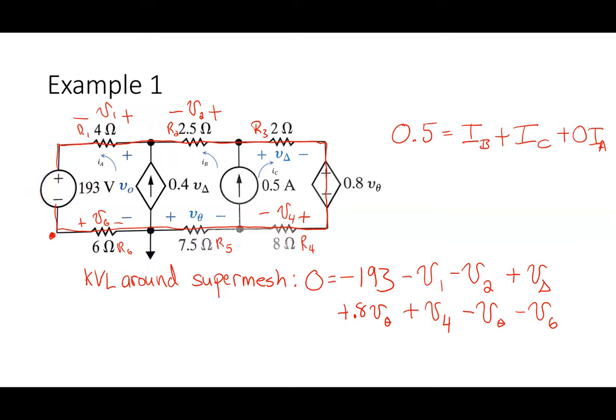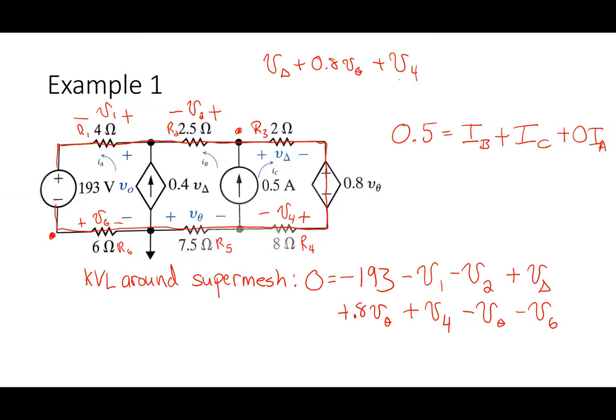Can you tell me the reason you decided to do the whole super mesh instead of mesh by mesh? Well, I can't do mesh by mesh here, because I have current sources across the meshes. When a current source is shared between two meshes, I don't have any good way to write a relationship for that. If I tried to do a KVL around, say, mesh C, starting in the top corner, I would have V delta plus 0.8 V theta plus V4, and then I have to go through the current source.